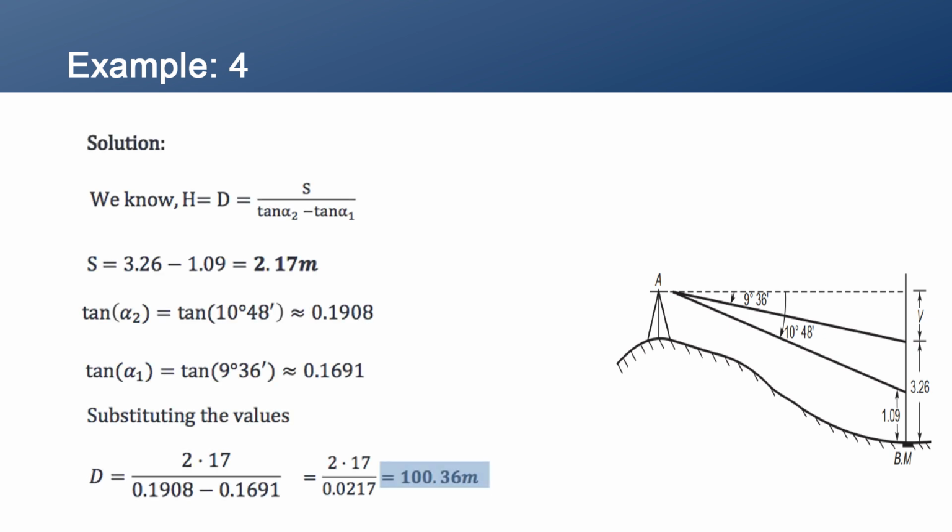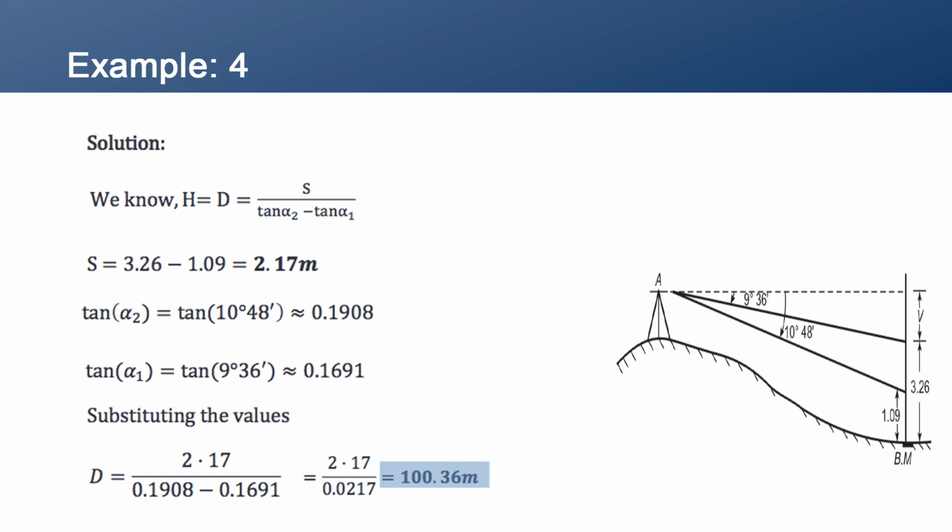Let us see the solution. First, we need to calculate the horizontal distance to determine the elevation of the instrument. We know D is equal to S by tan alpha 2 minus tan alpha 1. Here, S, which is the difference in the staff reading, is 3.26 minus 1.09, which is 2.17 meter. Tan alpha 2, which is tan 10 degree 48 minutes, is approximately 0.1908 and tan alpha 1, which is tan 9 degree 36 minutes, is 0.1691.